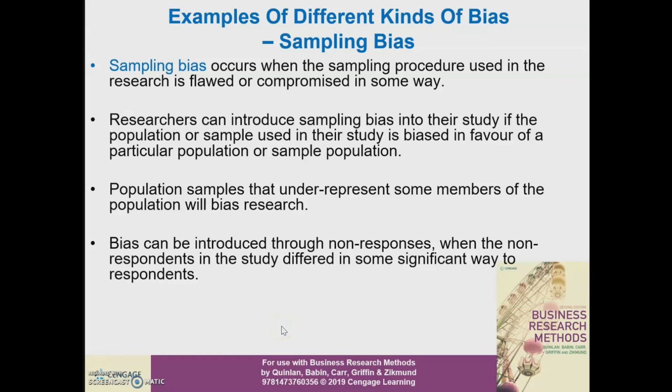Next is sampling bias. Sampling bias occurs when the sampling procedure used in the research is flawed or compromised in some way. Researchers can introduce sampling bias into their study if the population or sample used in their study is biased in favor of a particular population or sample population. Population samples that underrepresent some of the members of the population will bias the research. Bias can also be introduced through non-responses when the non-respondents in the study differed in some significant way from the respondents.